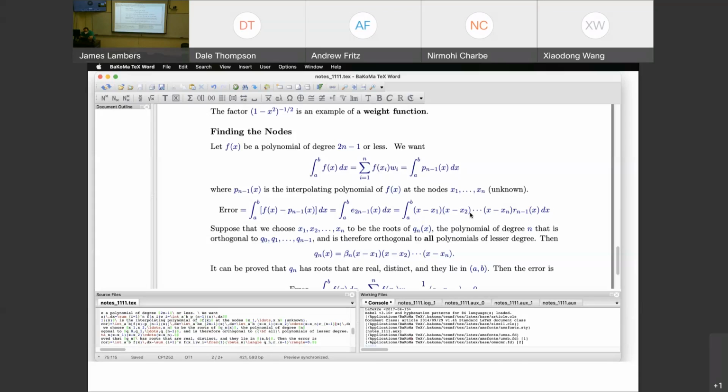This actually gives us some guidance on how to choose the nodes for a quadrature rule to maximize its degree of accuracy. What we do is we choose them to be the roots of this polynomial, Qn of x, a polynomial of degree n that is orthogonal to all prior orthogonal polynomials. But by the linearity of the inner product, if Qn is orthogonal to all these orthogonal polynomials of lesser degree, it's actually orthogonal to all polynomials of lesser degree, because it would be orthogonal to any linear combination of these.